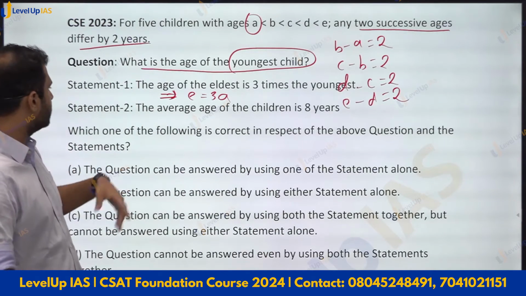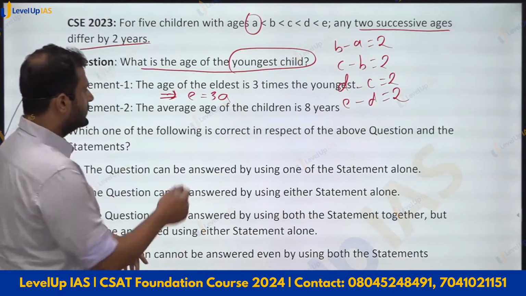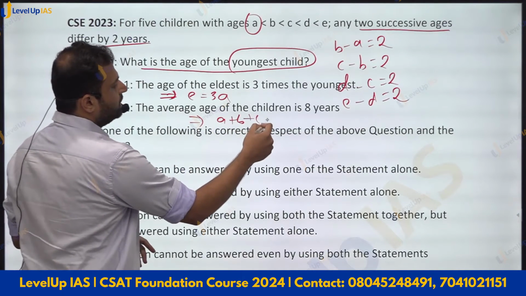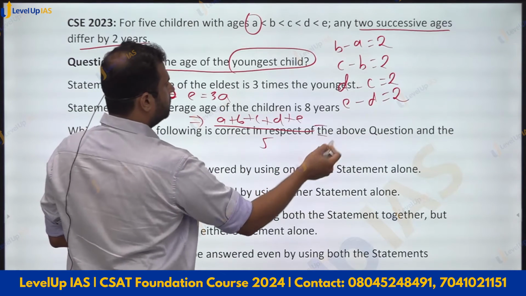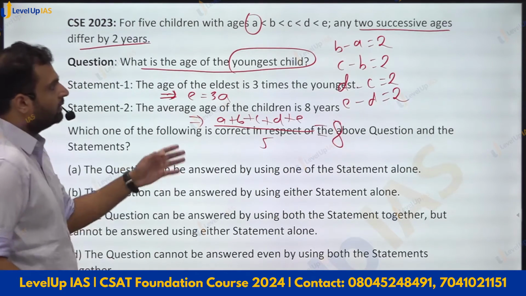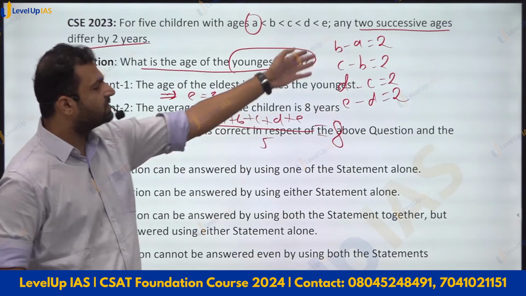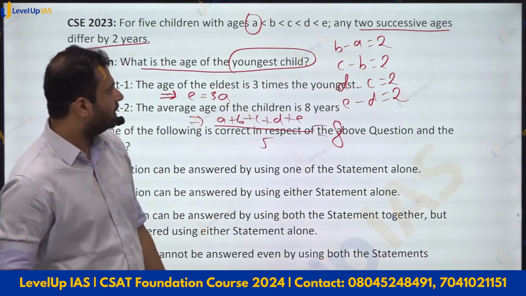Now let us look at the second statement. The average age of children is 8 years. What does it mean? It means A plus B plus C plus D plus E by 5 is equal to 8, or the addition A plus B plus C plus D plus E is 40. Now is this a different equation than these? Yes, we don't see any of these equations here.